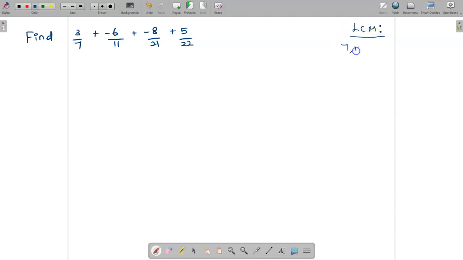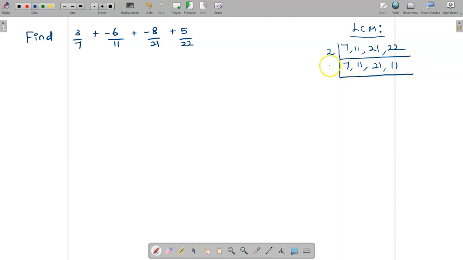So we have 7, 11, 21, 22. For all these four values we need to find the LCM. So let us check whether these values are divided by 2. So 7 is not divided by 2, so write as it is. 11 again it is not divided by 2, so write as it is. 21 is also not divided by 2, so write as it is. And 22 is divided by 2, so 22 divided by 2 is nothing but 11. So check with number 2 again, all the values are not divided by 2, so leave that.